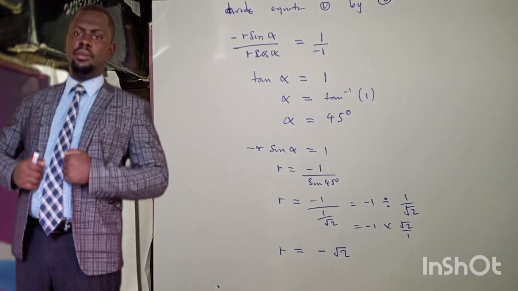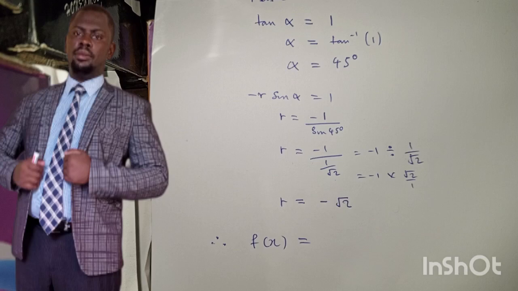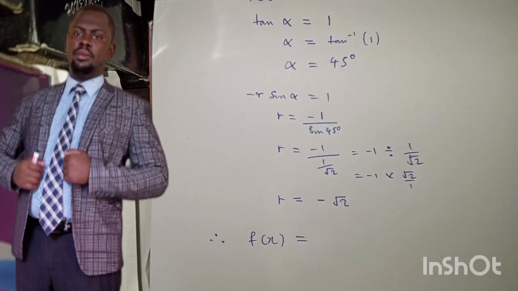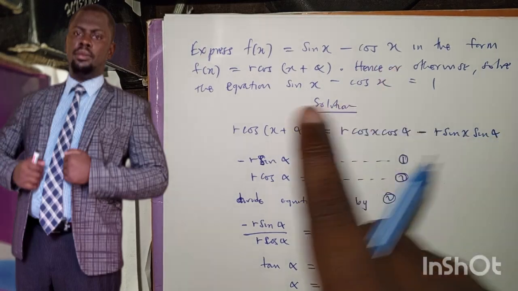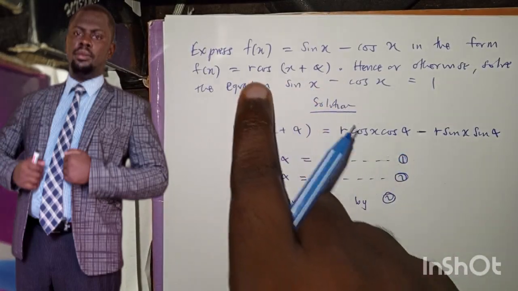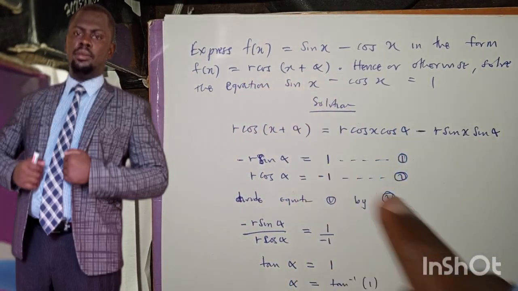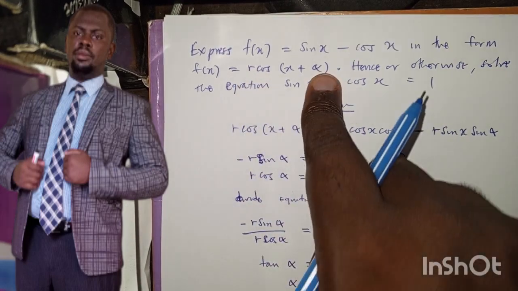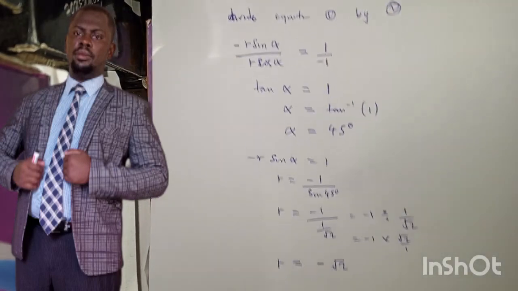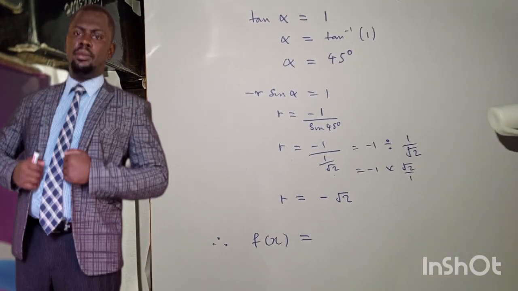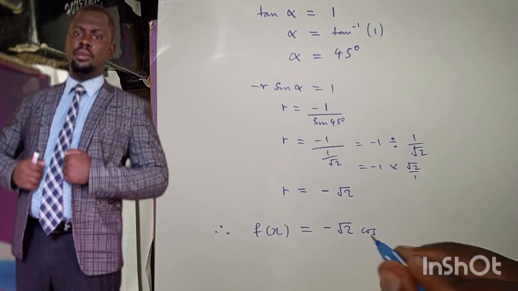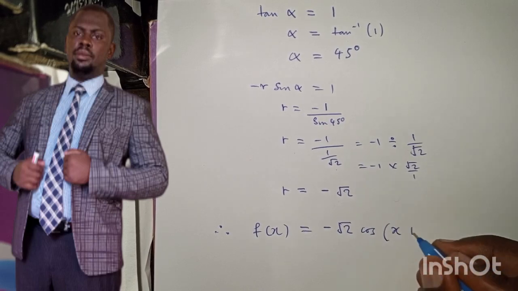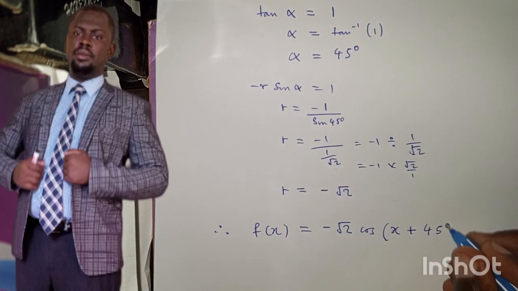So therefore, f of x is equal to, we are expressing sine of x minus cos of x in the form of r cos x plus alpha. So we have the value of r and we have the value of alpha. r is minus square root of 2 and alpha is 45 degrees. So f of x is equal to, r is minus square root of 2, then we have cos of x plus alpha, which is 45 degrees.